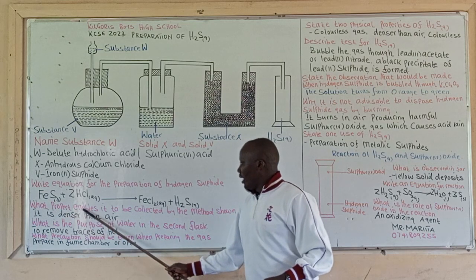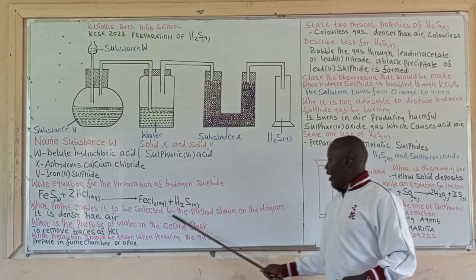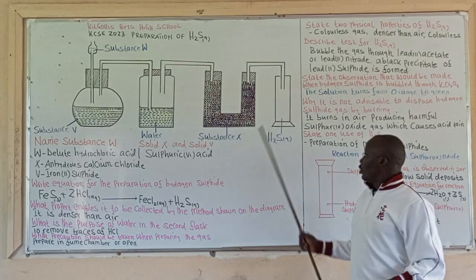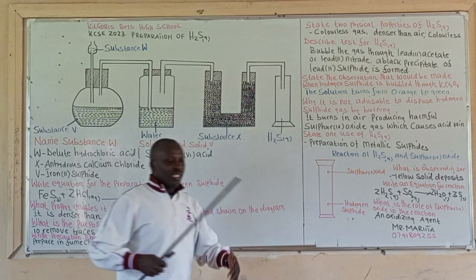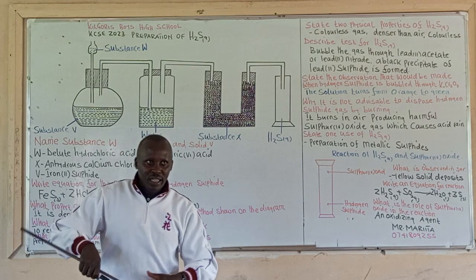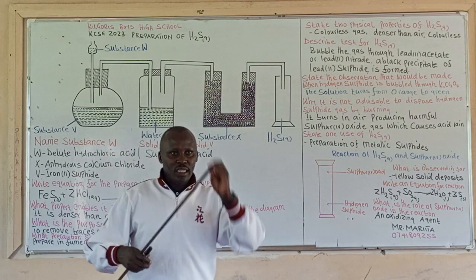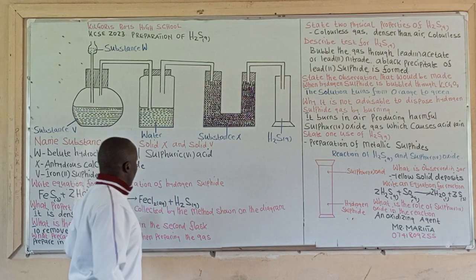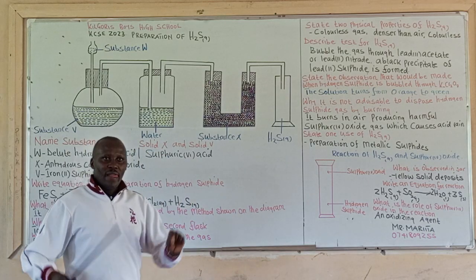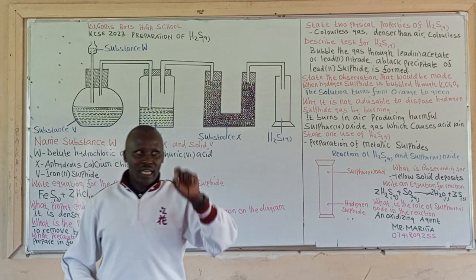What property enables it to be collected by the method shown on the diagram? So discuss the method shown on the diagram. The method is the downward delivery or the upward displacement of air. And what is the property that makes this gas to be collected by this method? It is because it is denser than air.